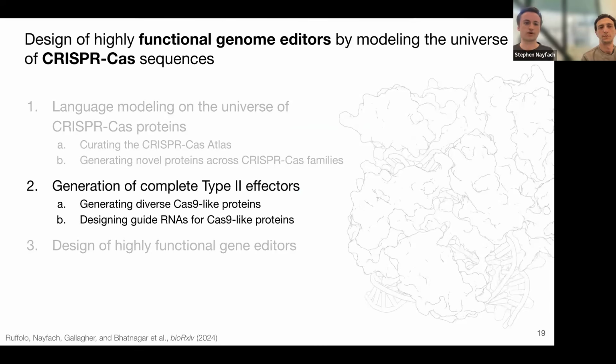Next, we'll go into how we narrowed our scope to specifically type 2 effectors. So we start by generating diverse Cas9-like proteins. And then, as Stephen mentioned, we need this piece called the tracer RNA to form the complete editing unit. So we built another model to specifically generate those based on the protein of interest.